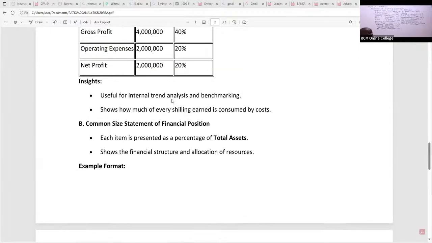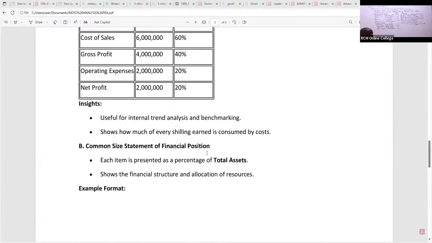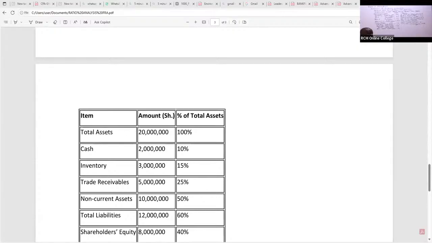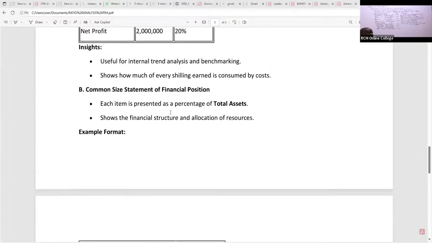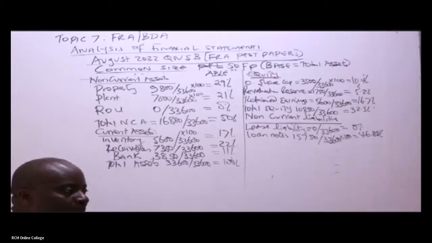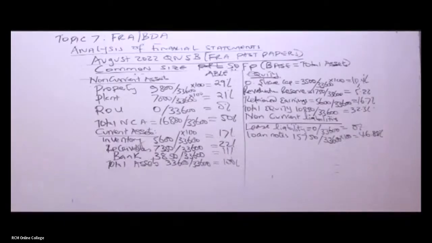We will give an example here. We said common size statement of financial position: each item is presented as a percentage of total assets. It shows the financial structure and allocation of resources. I gave you a small example here, our total assets were 20 million, and you can see all the numbers are being divided by that 20 million. That's what we are doing. And then PC, remember, for the income statement, everything is to be divided by revenue. I hope that answers your question, PC.